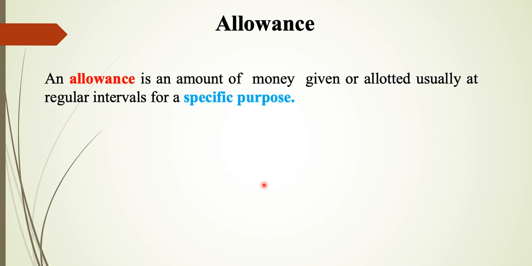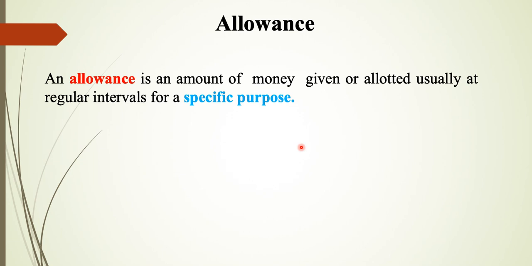Now, when I talk about the allowance, allowance is an amount of money which is given or allotted, usually at regular intervals for a specific purpose. So what we must remember out of these two sentences here is, first of all, it is the amount of money and it is paid regularly or at regular intervals for specific purpose. This is the first thing that we must remember.